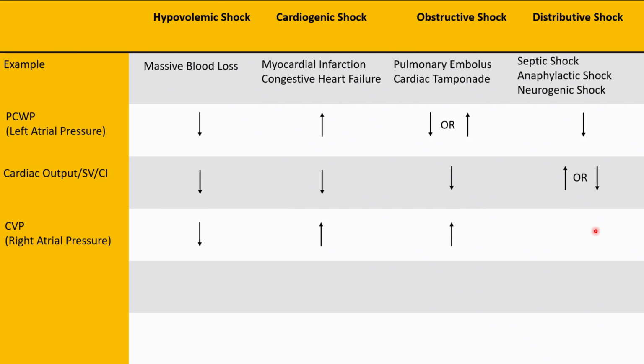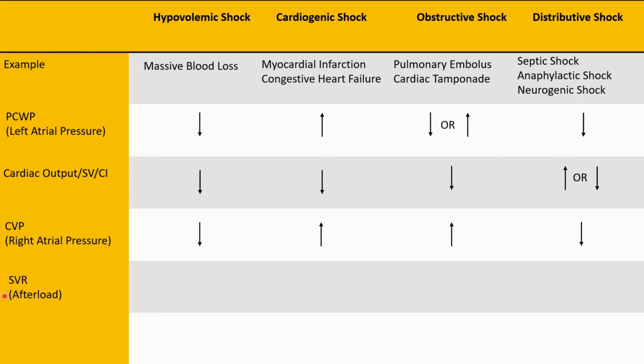And distributive shock, what will happen to right atrial pressure in distributive shock? You don't have venous return. There's no blood coming back from the SVC or IVC because there's so much vasodilation. Blood is just pooling and sitting around in the body. So right atrial pressure will fall. If you don't have venous return, right atrial pressure will fall.